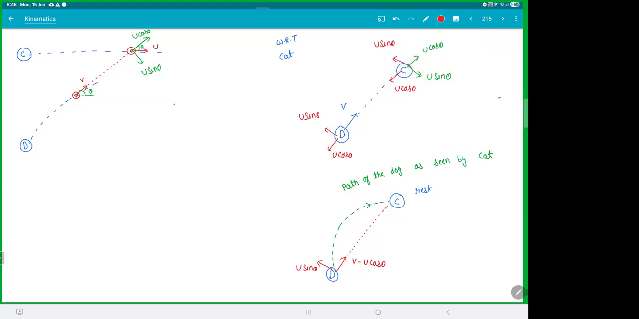Now here, if you observe, the path is really not that important, but if you look at the two velocities, what is u sin theta doing? U sin theta is rotating you. What is v minus u cos theta doing? This is the velocity which is bringing you closer to the cat, isn't it?